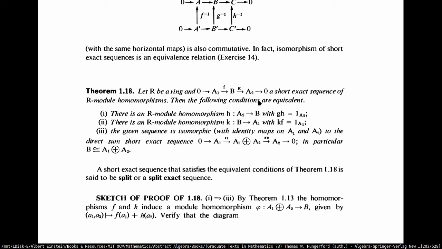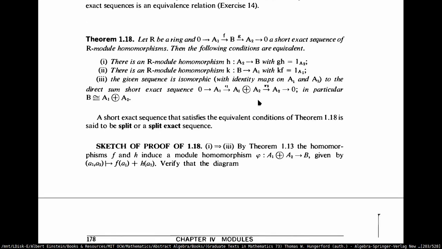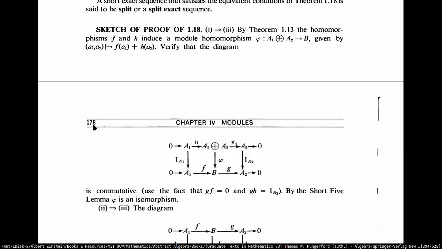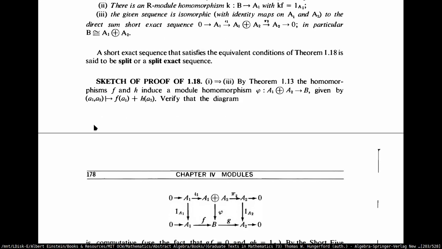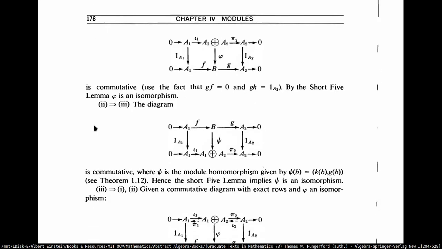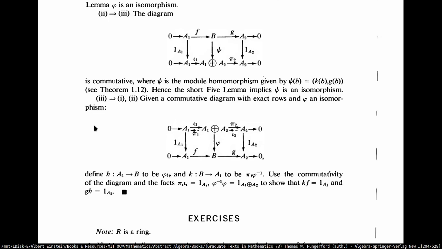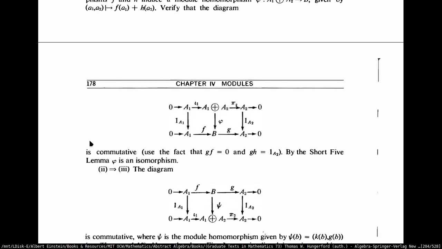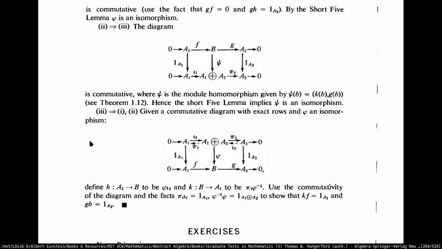Okay. So if you have a short exact sequence that satisfies these, it is going to be split, right? And the sketch of the proof looks like, again, just diagram chasing. This is the sort of thing that you should do on a blackboard, drawing the diagrams, making the arrows. But yeah, we have to use the commutativity of the diagram and stuff. Doesn't look that difficult to me from what we've seen.